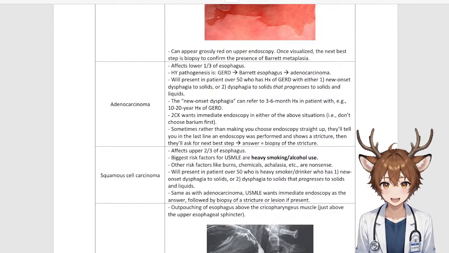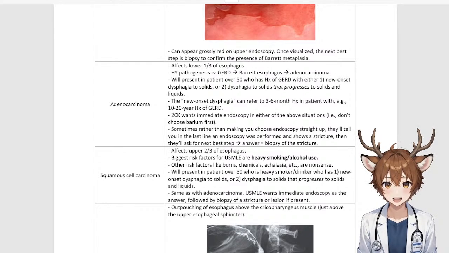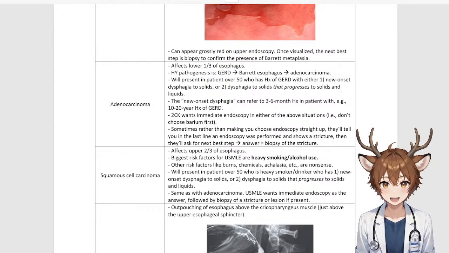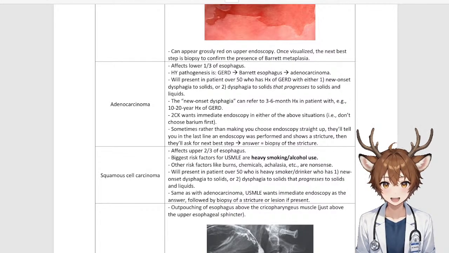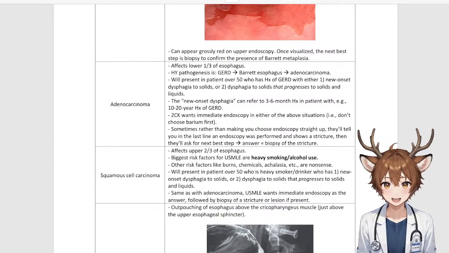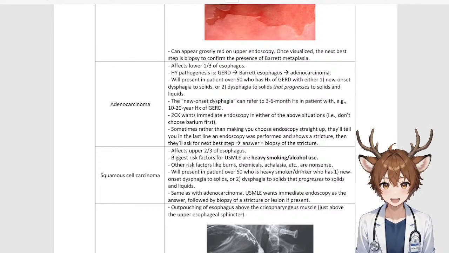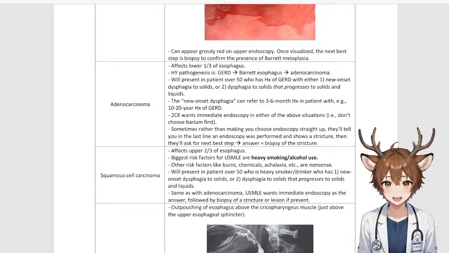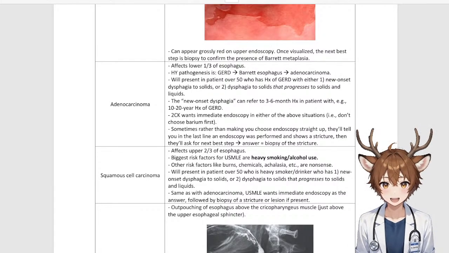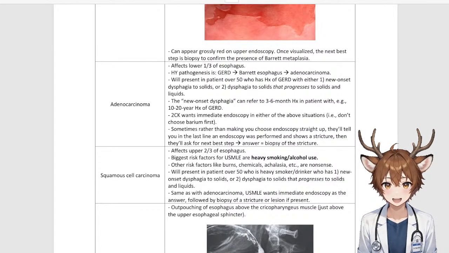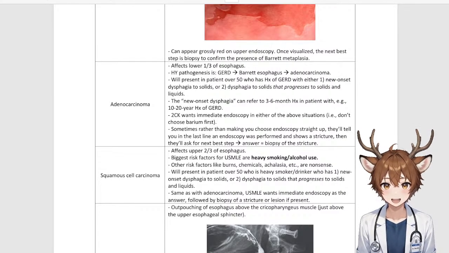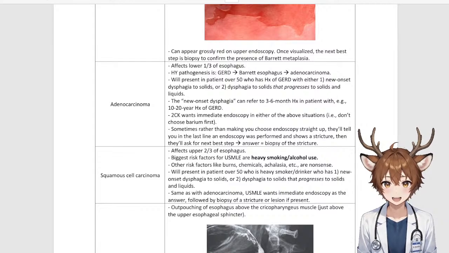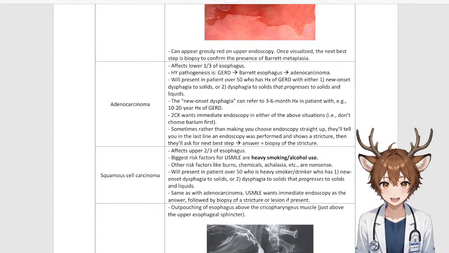Oh, that's foreboding. Let's say you have a 20-year history of GERD, and then all of a sudden you start having dysphagia. You can't get food down. What's going on with that? Well, maybe something's going on that's more malignant and more serious, and that could be adenocarcinoma. 2CK wants immediate endoscopy in either of the above situations. Immediate endoscopy. Don't choose barium first. Choose endoscopy. Sometimes, rather than making you choose endoscopy straight up, they'll tell you in the last line an endoscopy was performed and shows a stricture. Then they'll ask for the next step. At that point, you want to do a biopsy of the stricture.